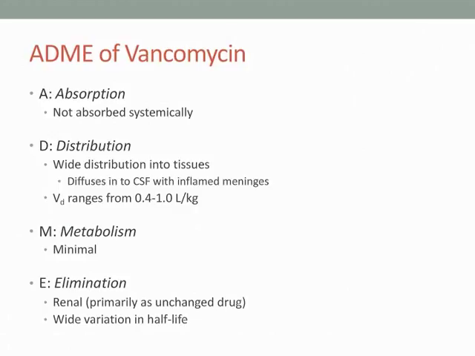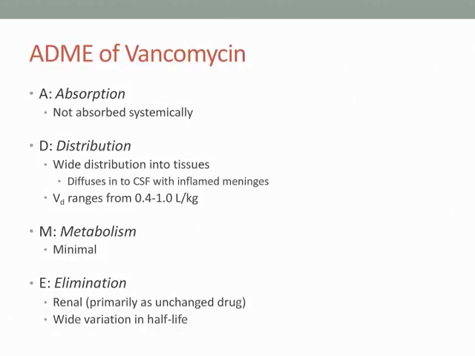Vancomycin is not systemically absorbed when given orally, so only the intravenous form may be used for systemic infections. This drug has a wide distribution into body tissues and can even enter the cerebrospinal fluid fairly well in the setting of meningitis, when the meninges are inflamed. Vancomycin has a volume of distribution that varies widely, from 0.4 to 1 liter per kilogram.